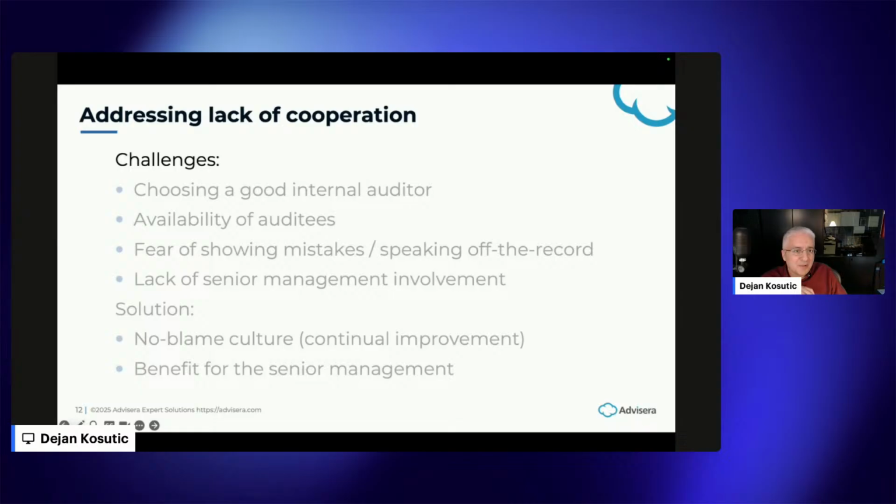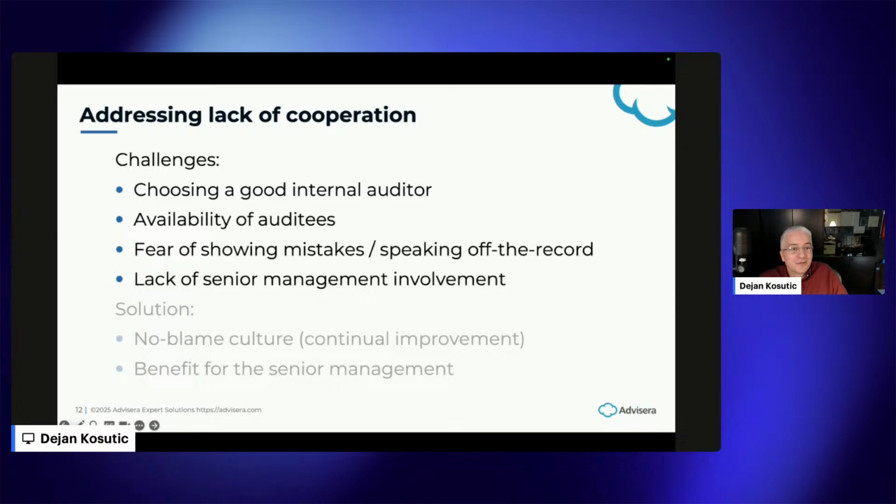Now, how do you address this problem of lack of cooperation, and what are basically the challenges here? One challenge is to choose a good internal auditor, because very often companies don't want to select any auditor or to pay for a good auditor. Very often the auditees, the people that you need to audit, are not available. Very often these auditees are afraid of showing any mistakes, and they speak off the record. They don't want to state anything officially. Very often senior management does not want to get involved. So all of these are realistically challenges when doing an internal audit.